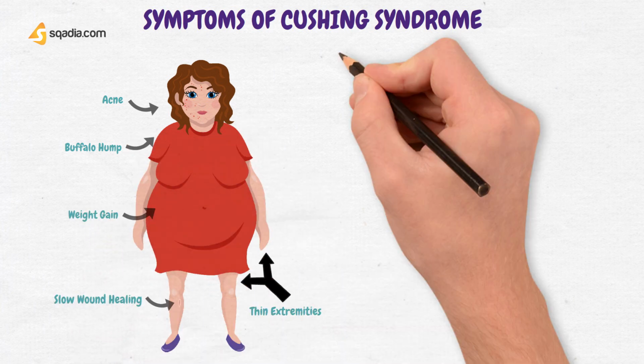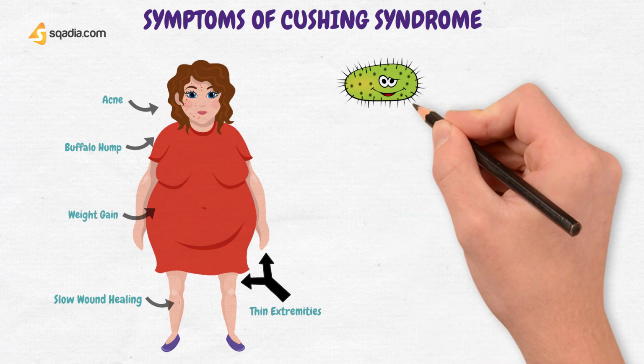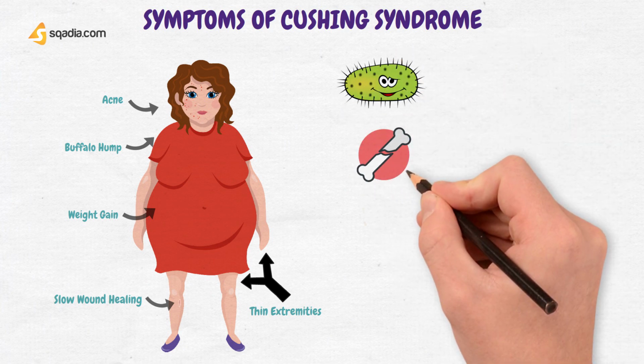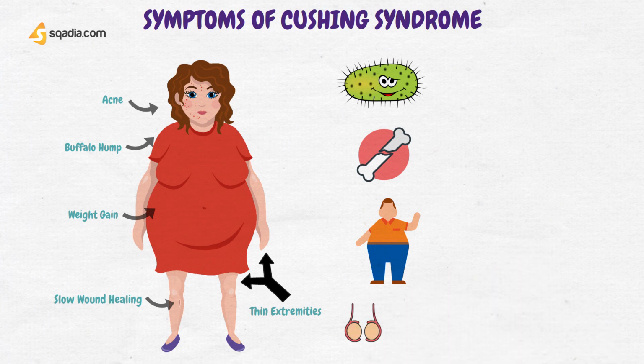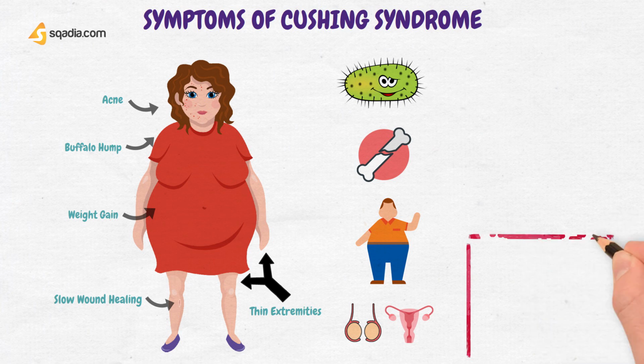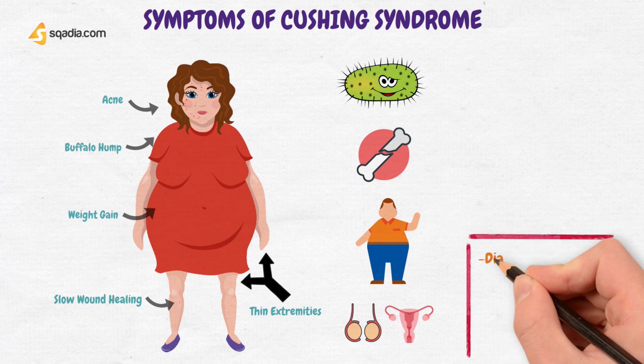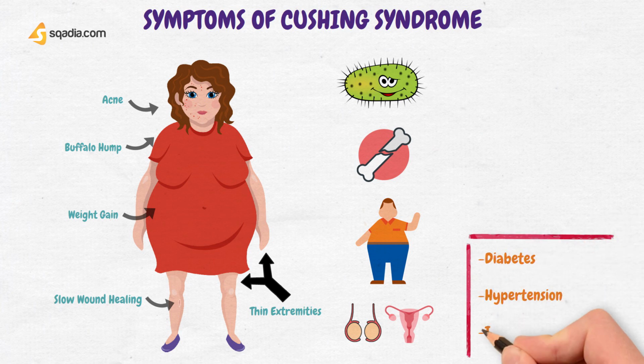And from what we've just gone through, there will also be symptoms of infection, fractures, central obesity, and ovarian or testicular dysfunction. There are also some diseases to keep in mind, particularly diabetes, hypertension, and increased risk of cardiovascular diseases.